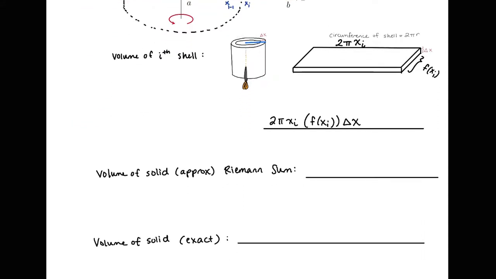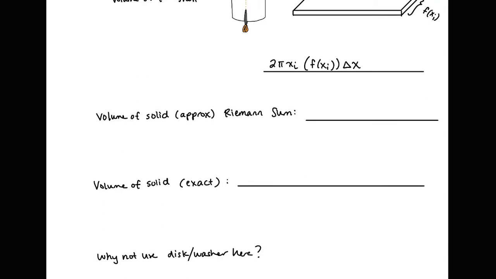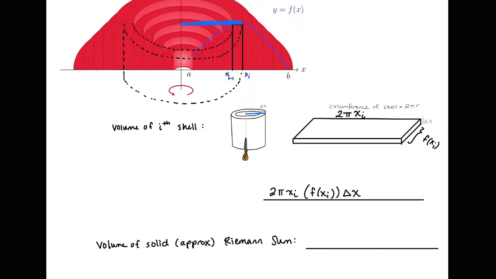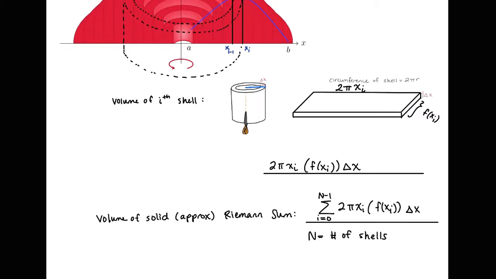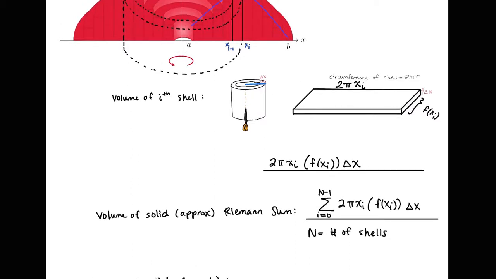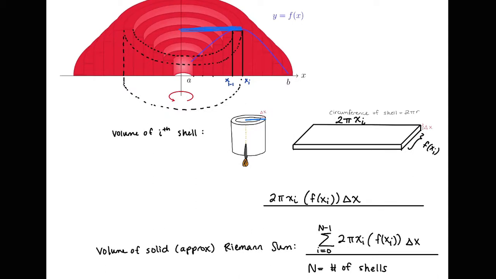Let's take a look at what would be the approximate volume of our entire solid. So remember, the concept here is we're going to add up all these shells. Using Riemann sum notation, which is hopefully getting pretty familiar at this point, it would be adding up all the different volumes, ranging from 0 for i up until n minus 1, where n is the number of shells. Okay, so in this case, our capital N would be, it looks like, 1, 2, 3, 4, 5, 6, 7, 8, 9, 10, 11.